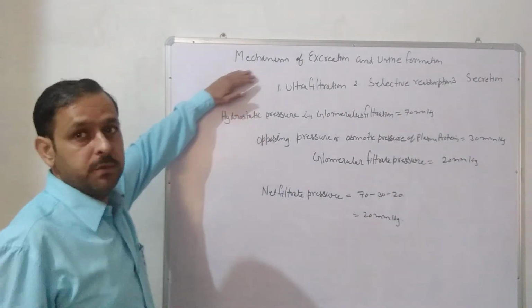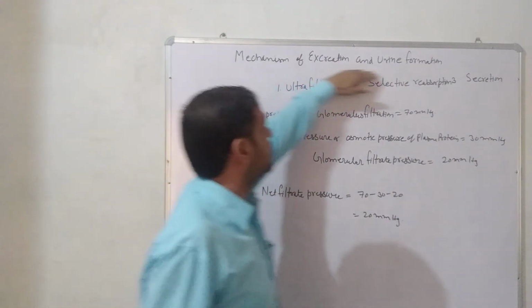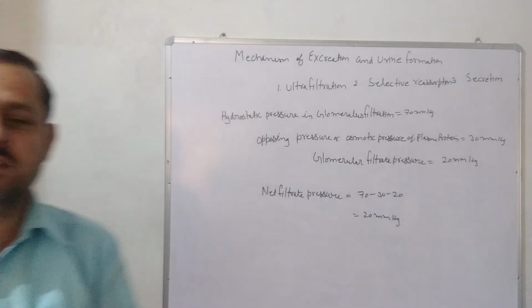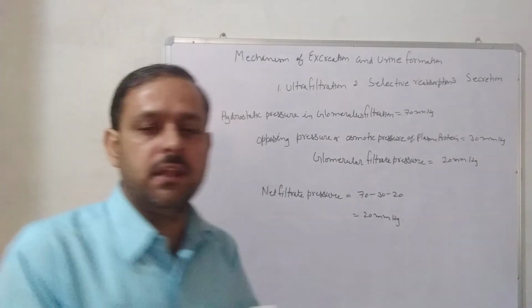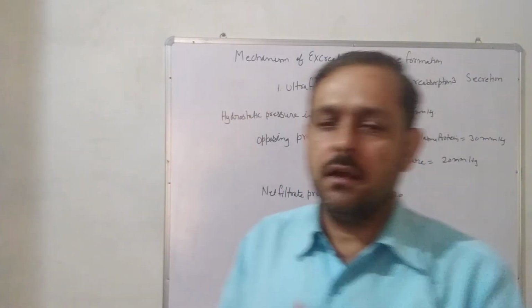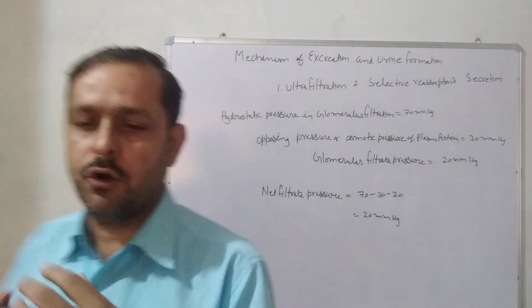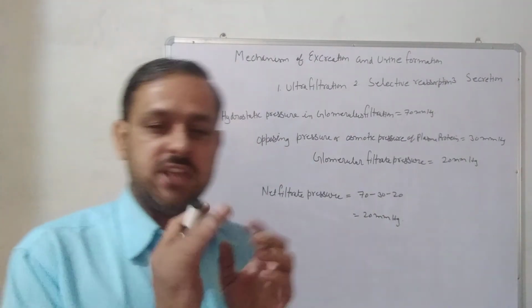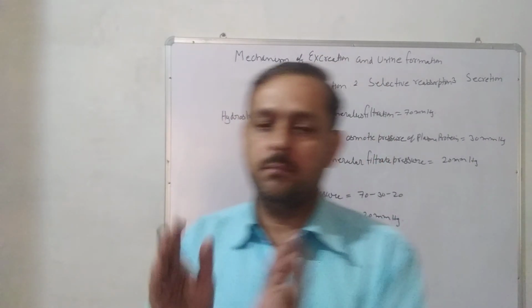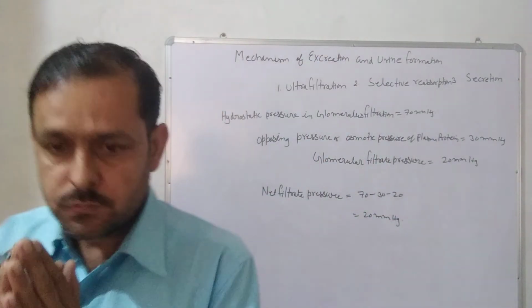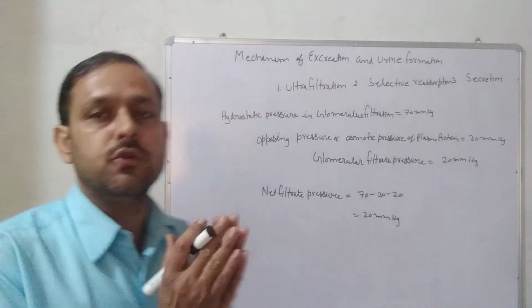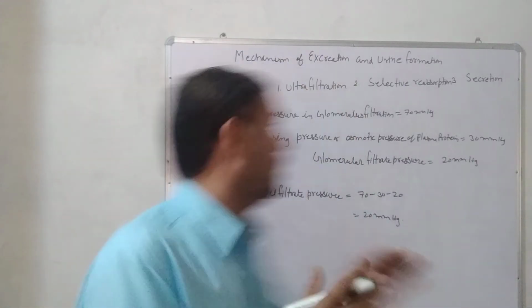Now the last topic of this chapter is the mechanism of excretion and urine formation. Urea formed in the liver cells, as we know, is carried to the kidney. The blood with urea from the liver is poured into the post caval vein through the hepatic vein. Urea is separated from the blood from the post caval. This is called urine formation.